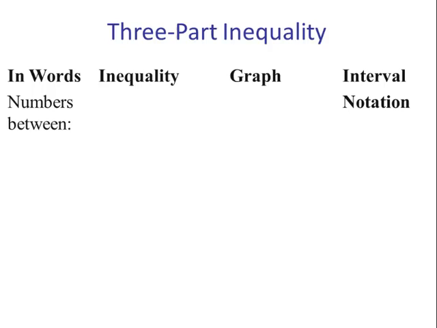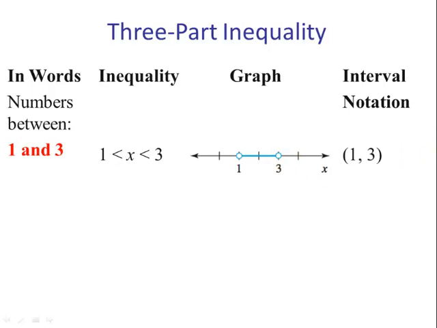Three-part inequalities. In words, if I want to denote numbers between 1 and 3, we can write that as an inequality. And sometimes this is called a double inequality, because this is saying x is larger than 1, and at the same time x is less than 3. The graph would look like this. All numbers in between 1 and 3. And in interval notation, we have parenthesis 1 comma 3 parenthesis.